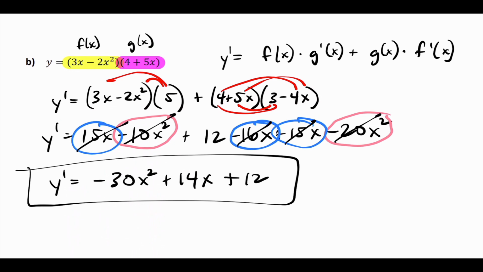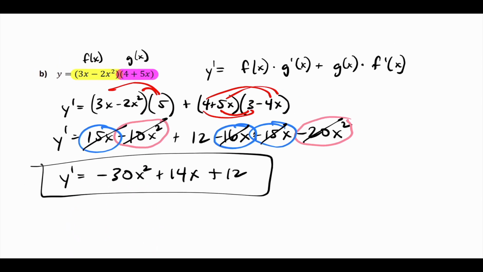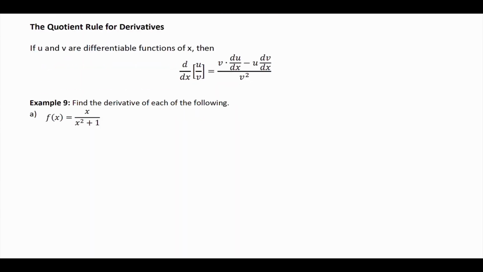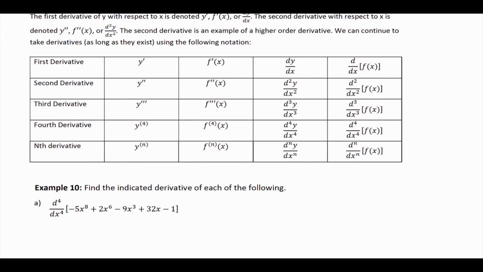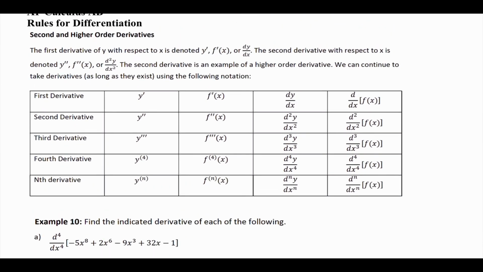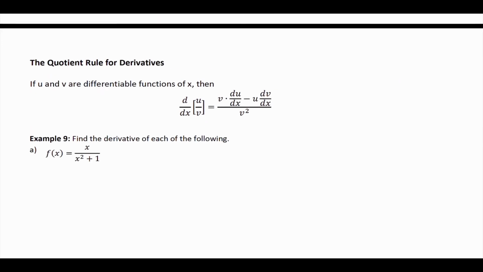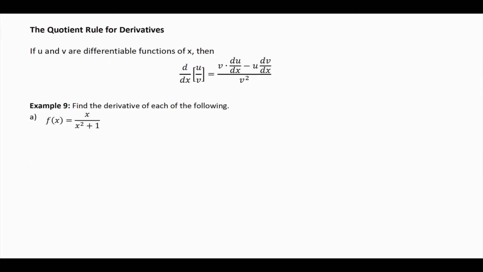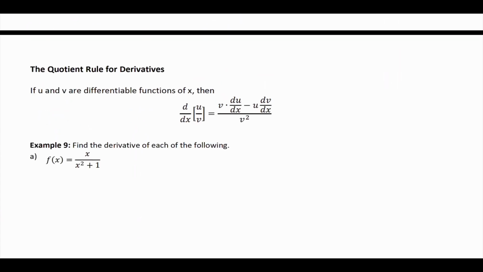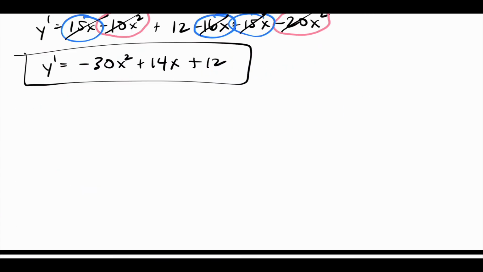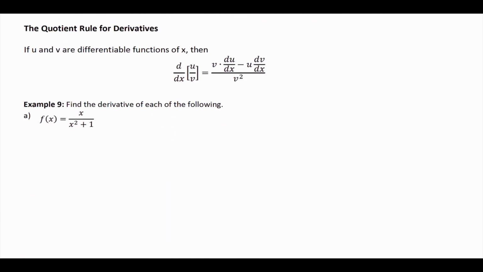Okay. We're going to stop there, because the next one we're going to go over tomorrow is called the quotient rule. That's the last rule that we're going to go over. And then the last thing is higher order derivatives, which is just finding derivative after derivative. It's not as hard as it looks. Okay. So we'll stop right there, and tomorrow we'll start with quotient rule. All right. So save this for tomorrow.